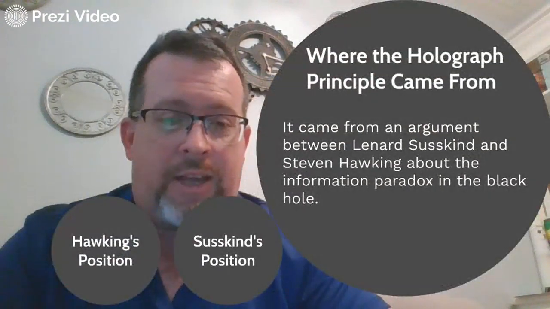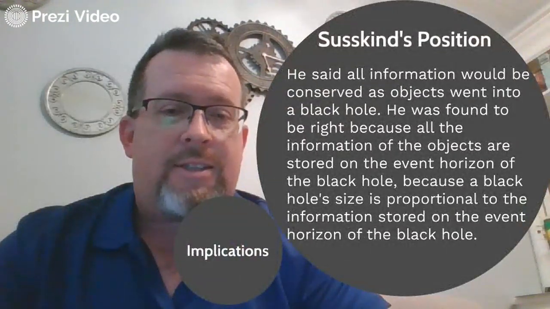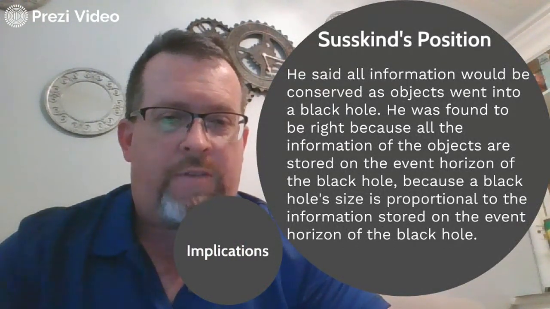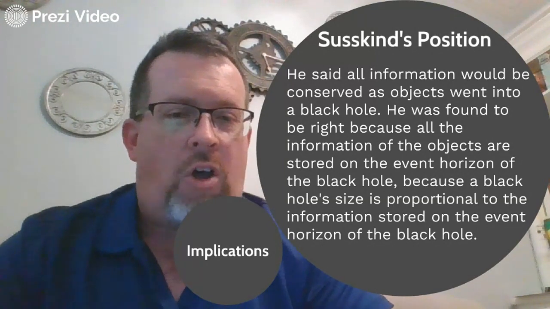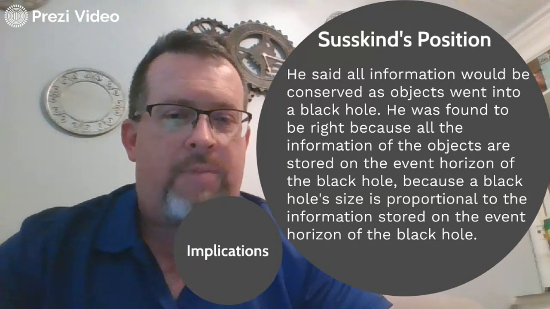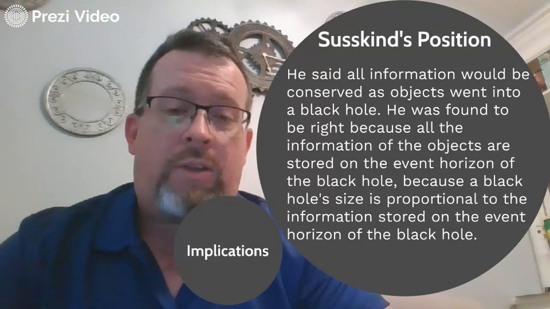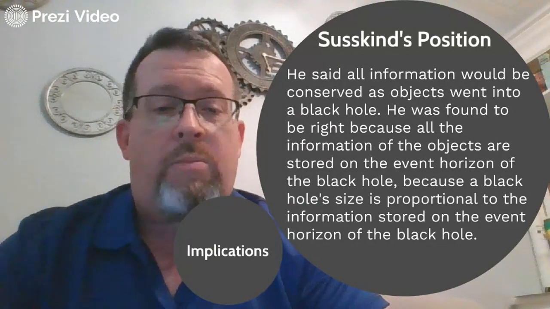There are some huge implications of this. Susskind's position was that all information would be conserved as objects went into a black hole. He was found to be right, because all the information of the objects is stored on the event horizon of the black hole. The black hole's size is proportional to the information stored on the event horizon, allowing the black hole to get bigger. The more information in a black hole, the bigger it got.